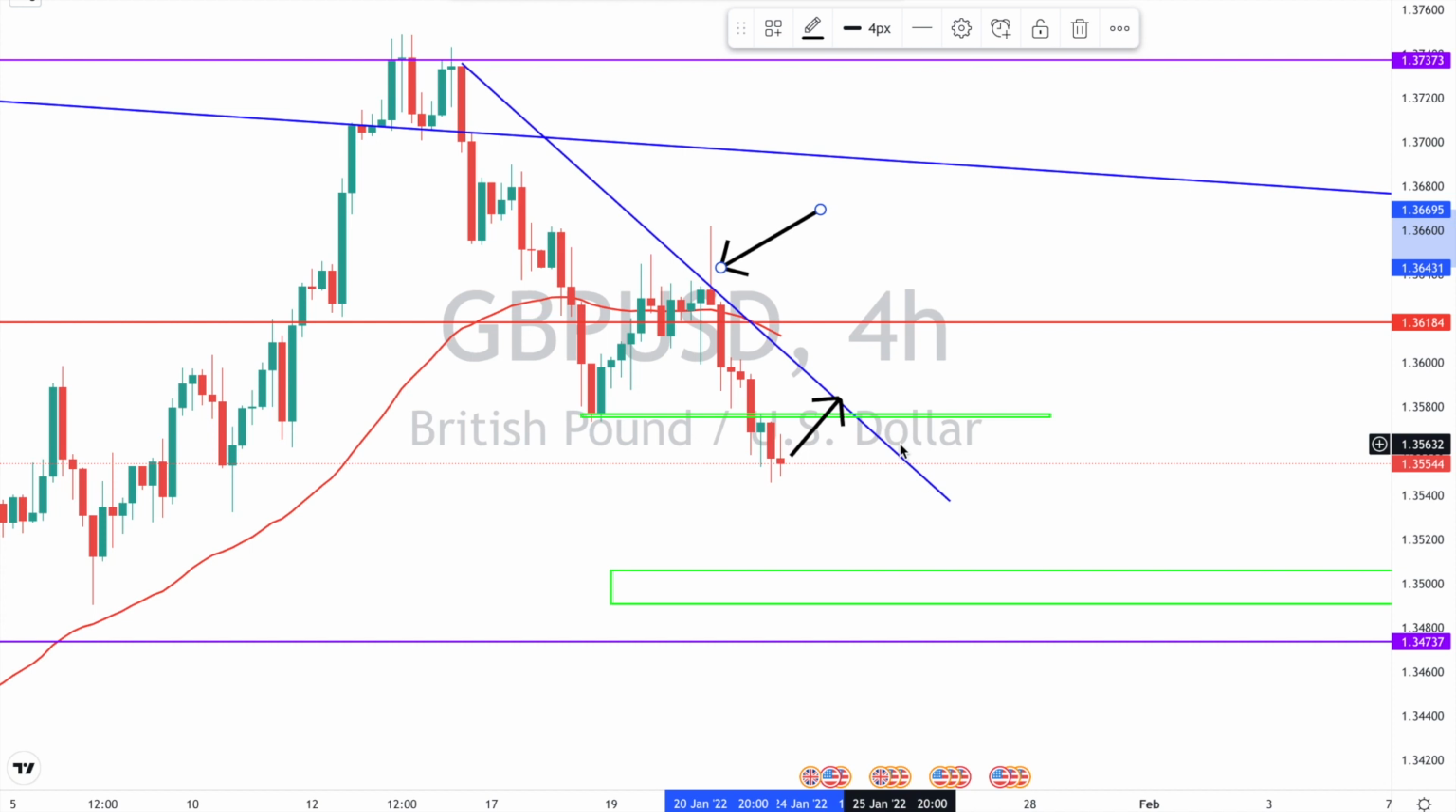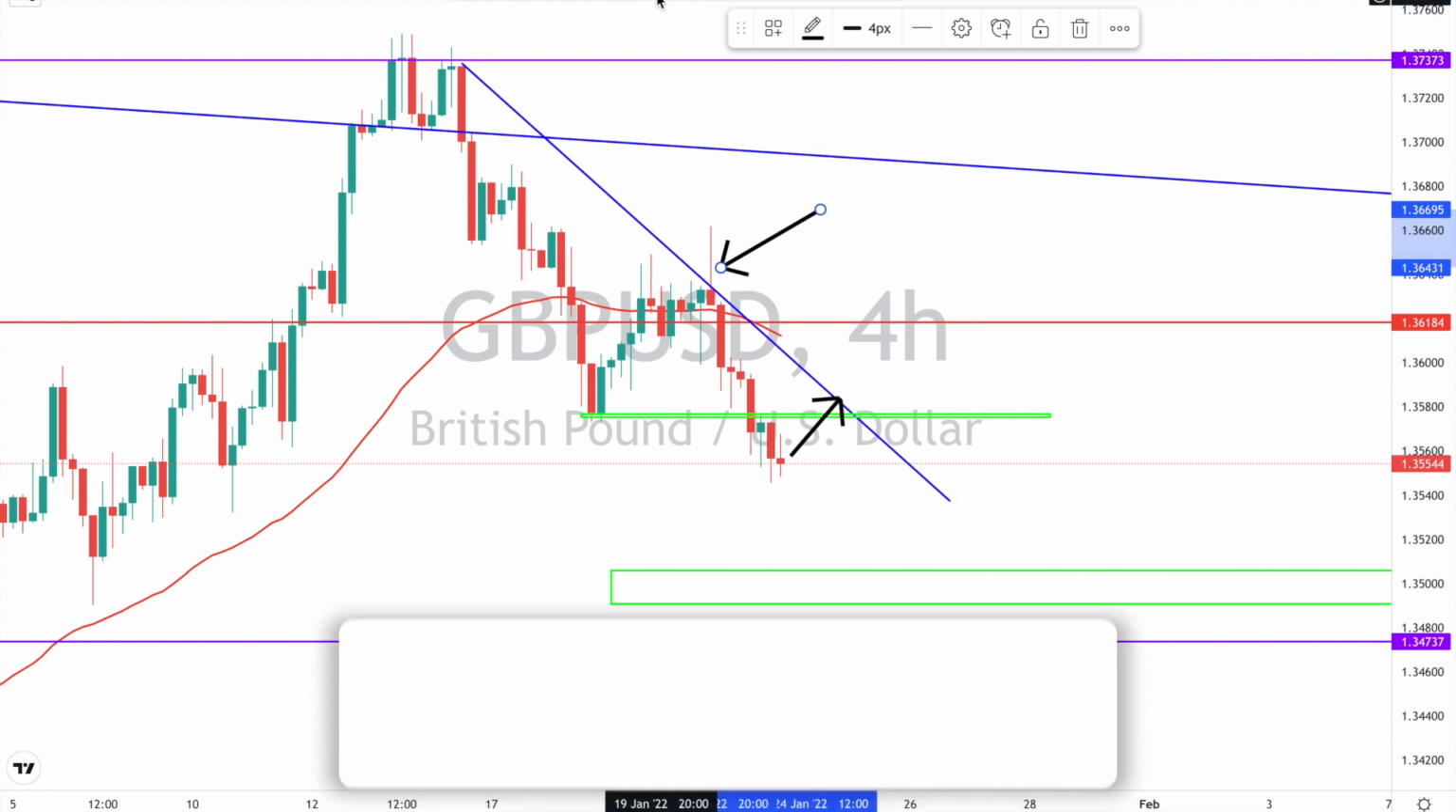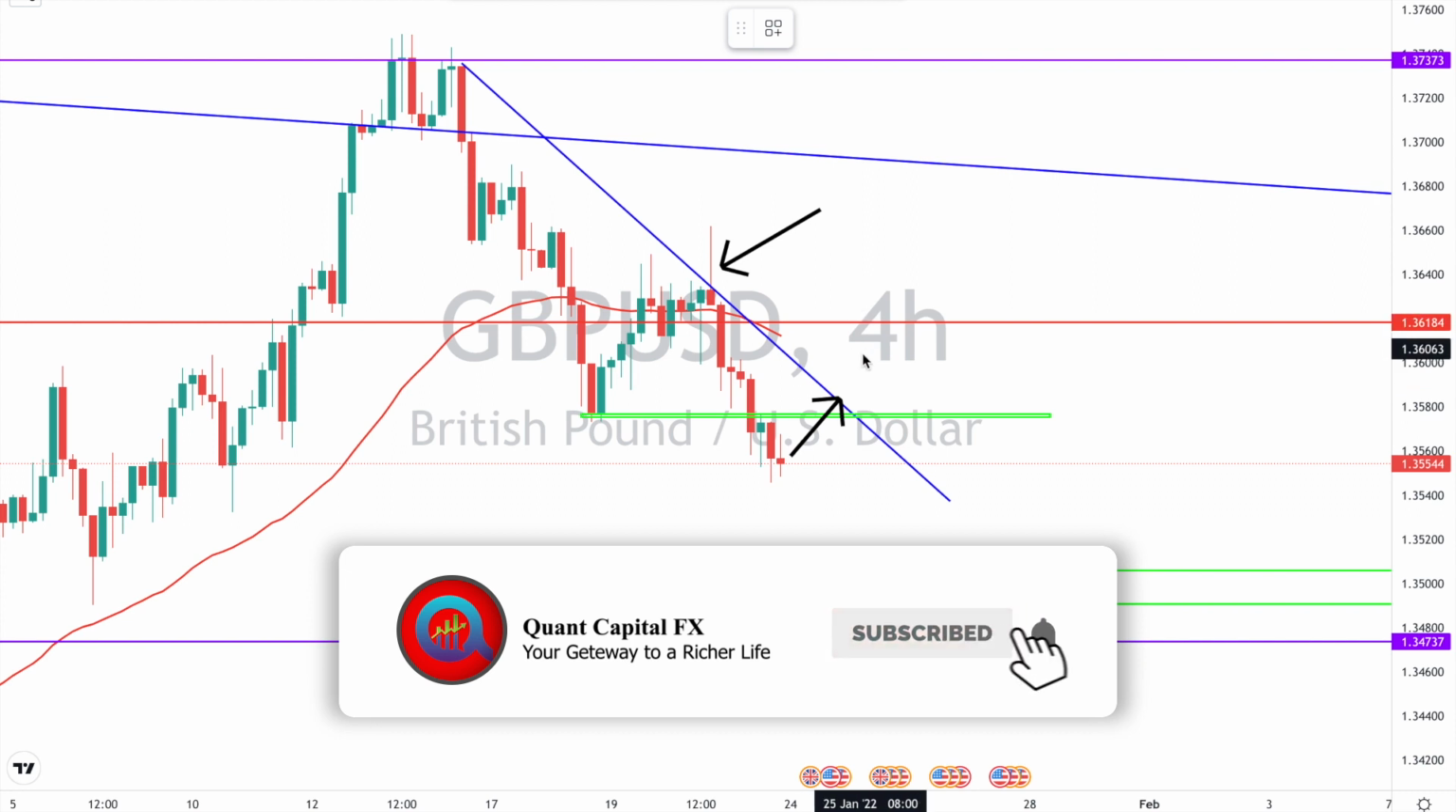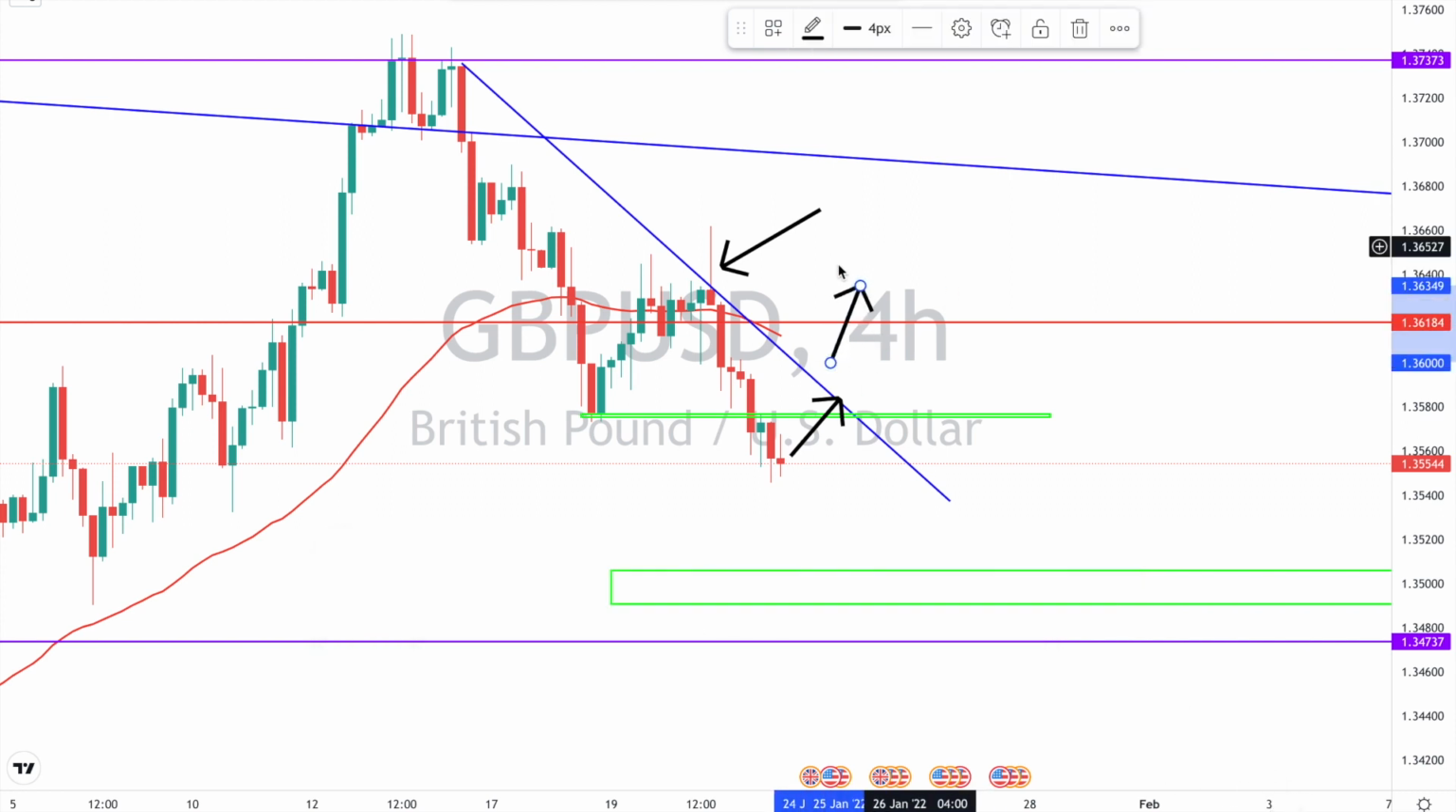Also, when it comes to bullish idea, long trades will make sense only after the breakout of the 50 EMA and of the daily level right here. It would tell us about a higher high and fresh bullish momentum.